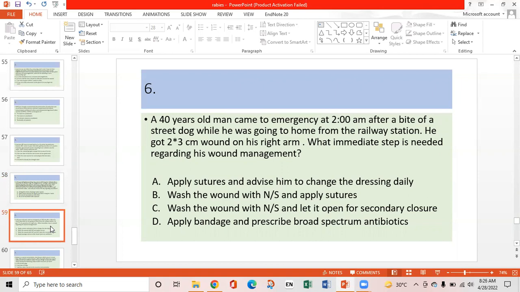Option A, apply suture and advise him to change the dressing daily. Option B, wash the wound with normal saline and apply suture. Option C, wash the wound with normal saline and leave it open for secondary closure. Option D, apply bandage and prescribe broad spectrum antibiotics. C. Yes, option C is the right one. A wound should be left open for secondary closure.